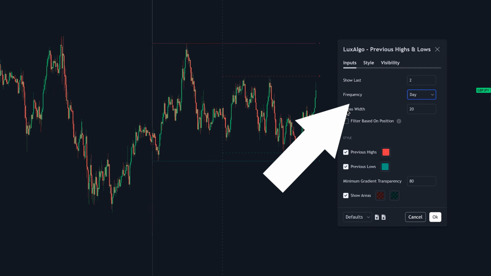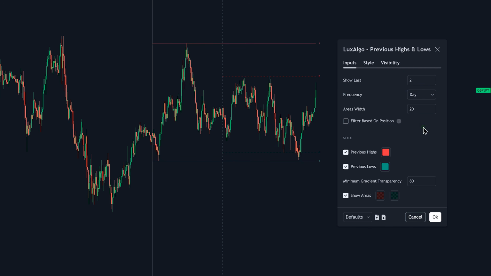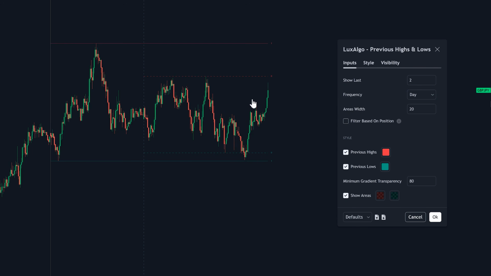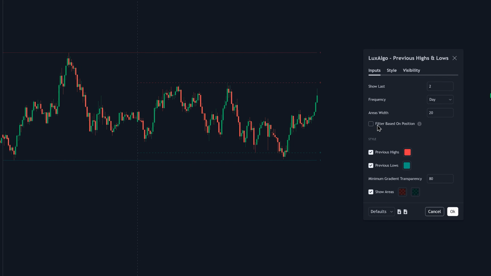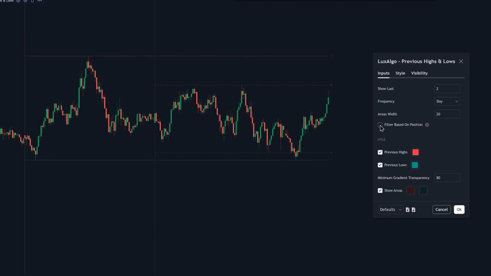And then we have the area's width, which is going to be the thickness of the areas of support and resistance plotted by this indicator. I'm also going to filter based on position. What this is basically going to do is it's going to filter out these highs and lows to only have the previous highs above the current price and only the previous lows under the current price.